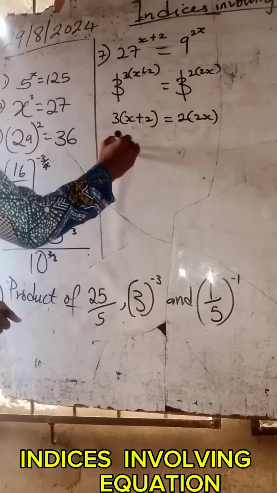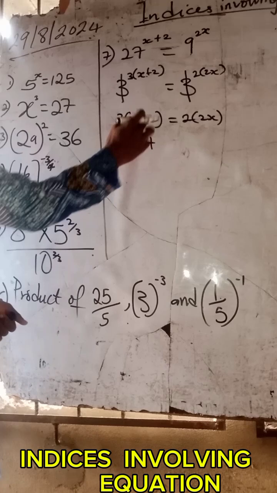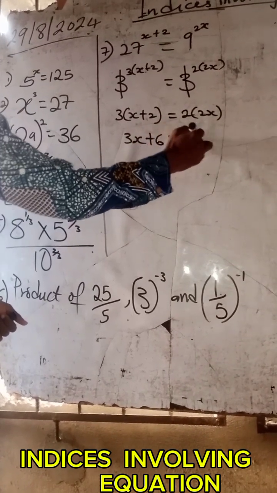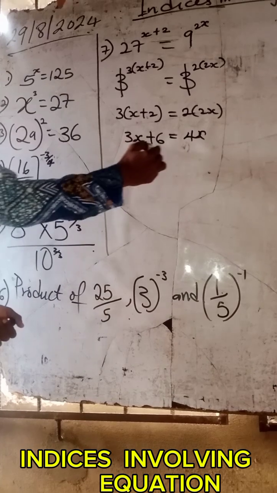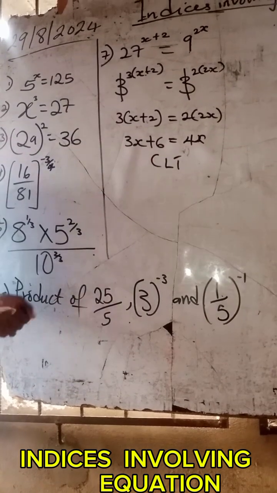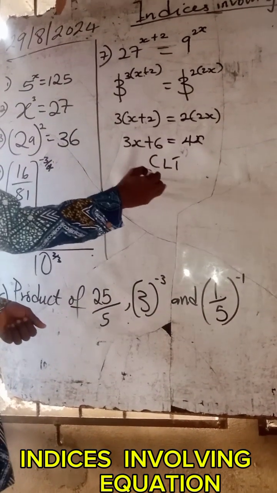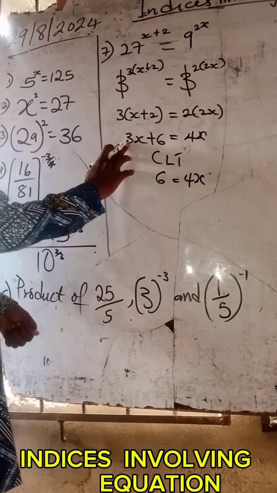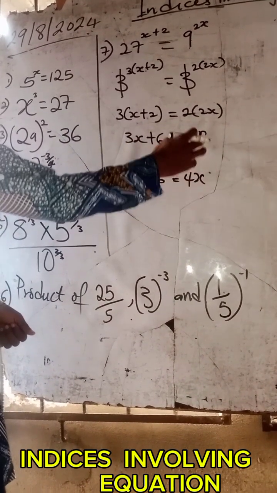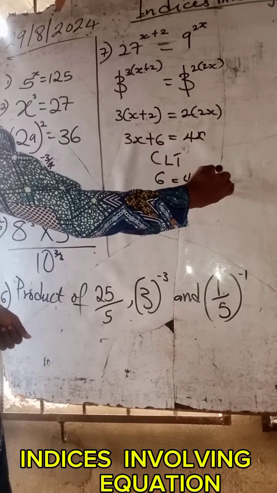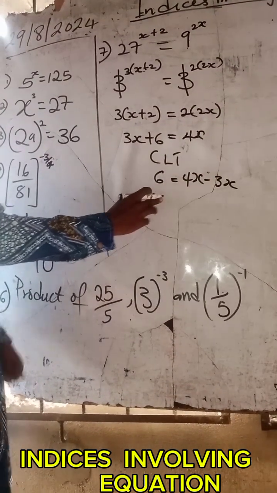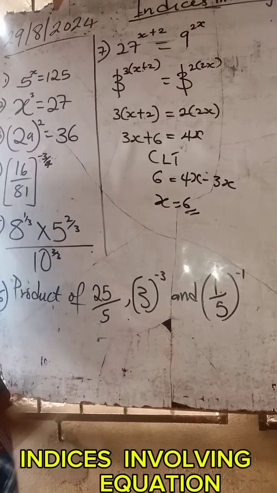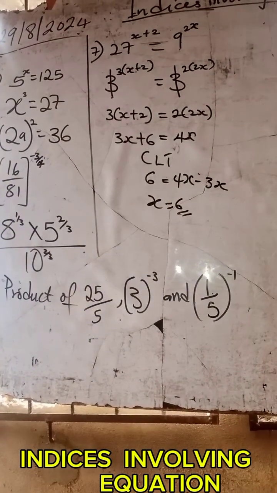3 times x will give us 3x. 3 times 2 will give us 6. This will give us 2 times 2x, which is 4x. So at the end of the day, we collect like terms. When you collect like terms, simply we have 6 is equal to 4x minus 3x. Positive 3x crossing to meet positive 4x becomes minus 3x. So this will give us 4 minus 3 is the same thing as what? x equals 6. It's as simple as that.